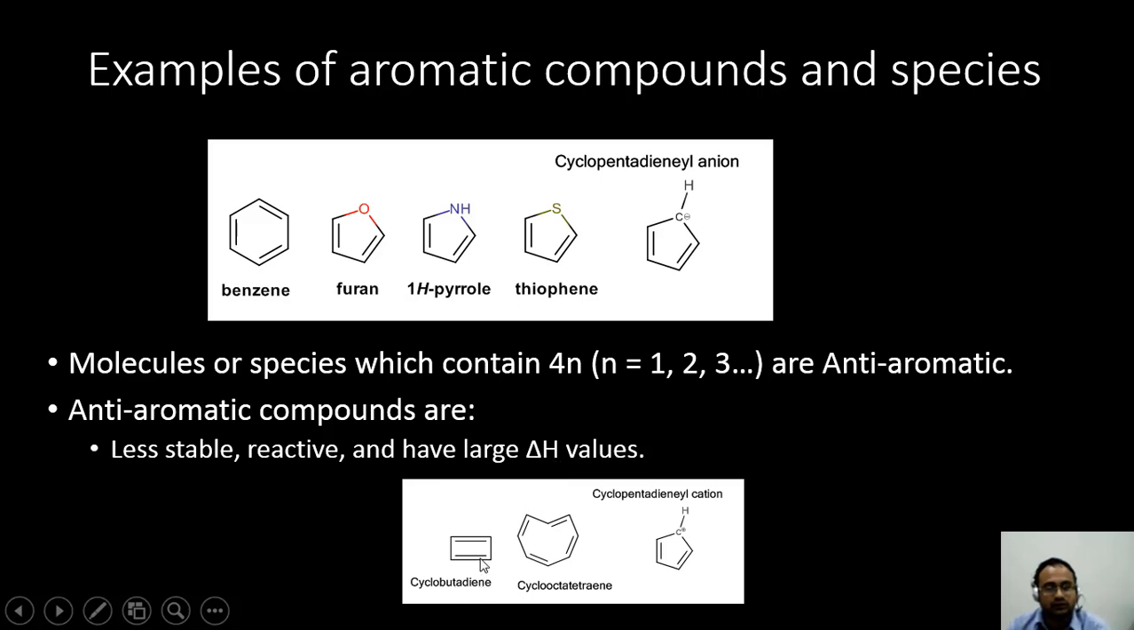So cyclobutadiene, if you count, has 4 electrons, where n is 1, and cyclooctatetraene has 8 electrons, therefore it satisfies this condition for n, where n is 2. And similarly, you will find that when n is 1, you will get the cyclopentadienyl cation, which has this positive charge and only 4 electrons in the ring. Therefore, this is a highly unstable species and it is in fact anti-aromatic.